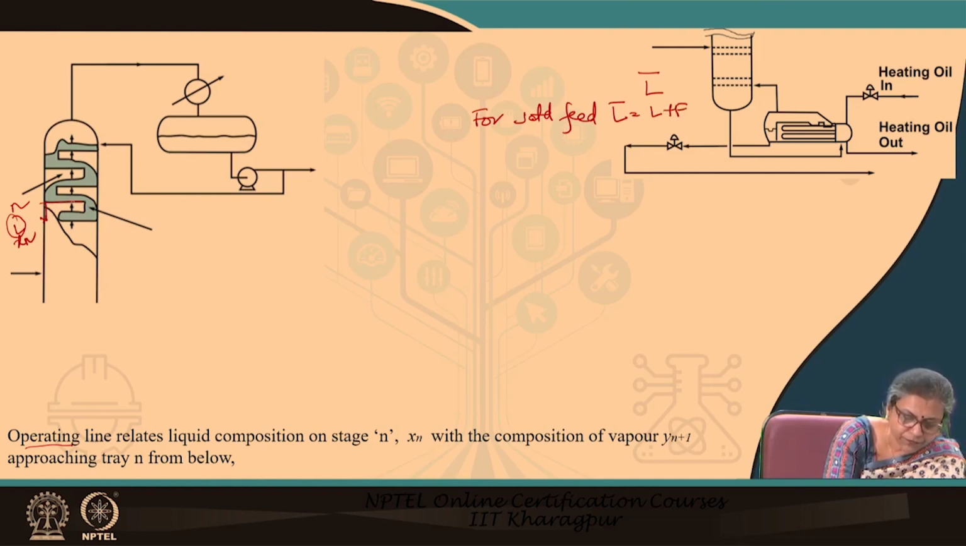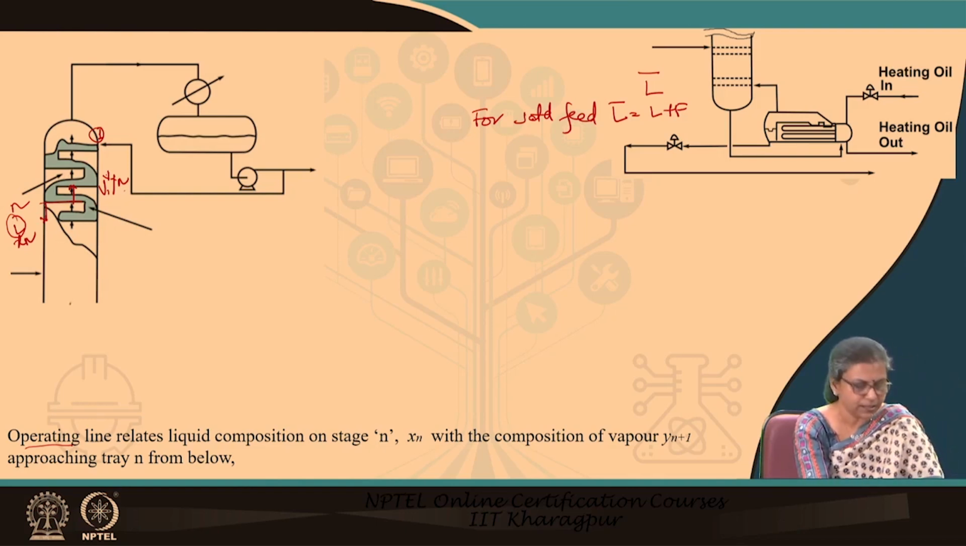The vapor flow rate from this particular stage n is designated as V, and the composition is designated as Yn in this case. Okay, so the subscripts denote the tray number from which the stream has been generated. You have to remember that in these columns, the trays are usually numbered from the top. So the top tray is 1, the next tray is 2, and in this particular way it proceeds towards the bottom, right.